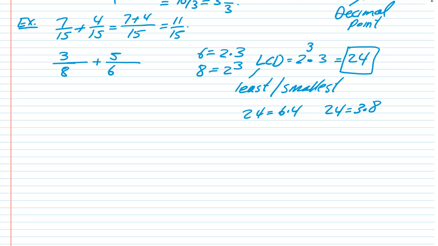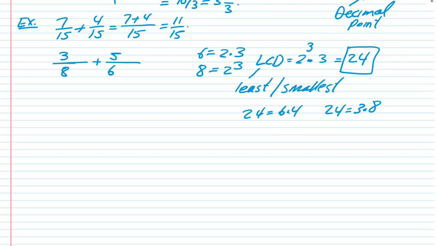For example, 48 can also be written as a product of what? 48, 6 times 8. And 48 is going to be 8 by 6, but that's not going to help. I don't want that one.